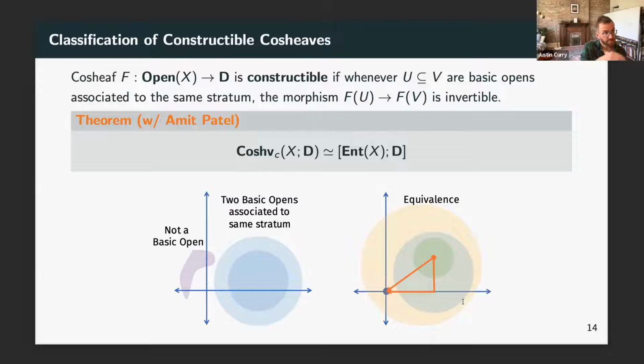So the sort of folk theorem of McPherson, which has been proven in various settings by other people, and in one form by myself and my collaborator Amit Patel, is that cosheaves, which are sort of locally constant along strata, are equivalent to representations of this entrance path category. That just means a functor from the entrance path category into our data category.